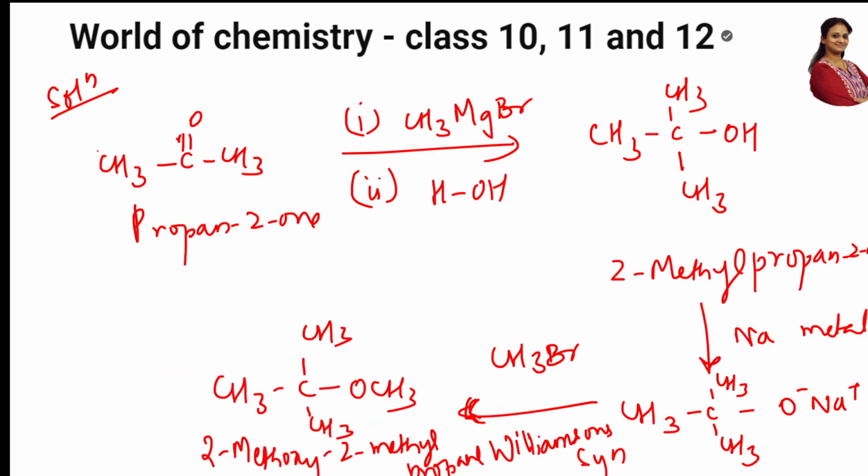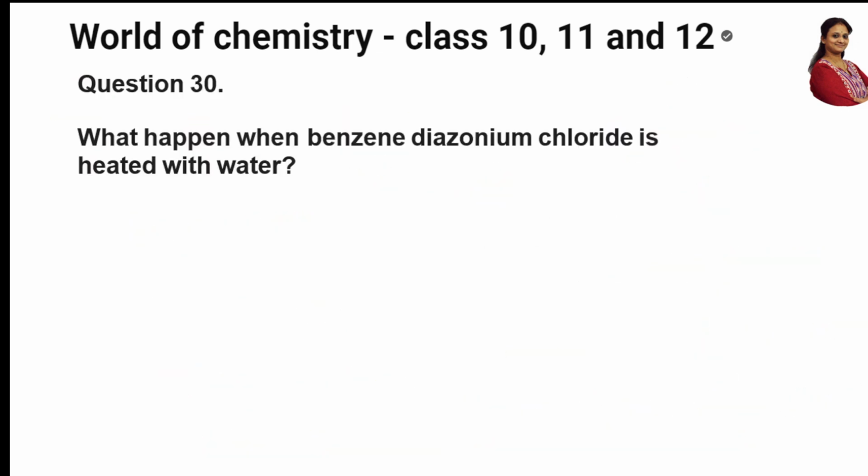Let us read the next question, students. Hope this is clear. What happens when benzene diazonium chloride is treated with water? Okay, benzene diazonium chloride. So let us write. First of all, benzene diazonium chloride is heated with hot water, they said. So BDC, how will you get it?